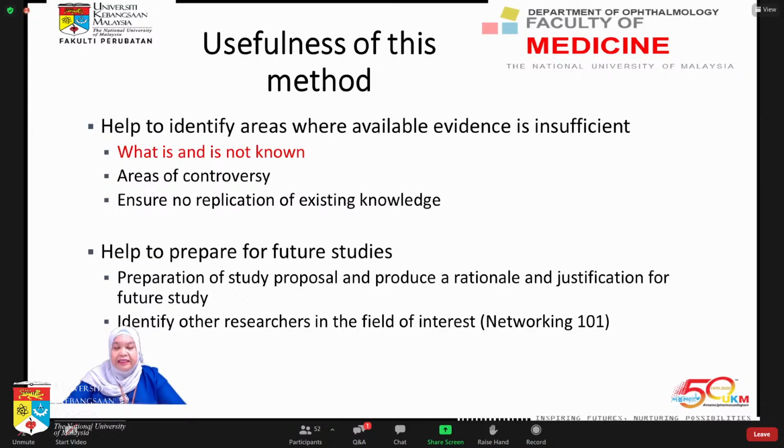And with this literature review, you can help to prepare for future studies. How do you do that? You prepare your study proposal and produce a rationale and justification for future study. And one thing, when you do a lot of this searching for evidence, you can identify other researchers in the field of interest. This is networking 101.